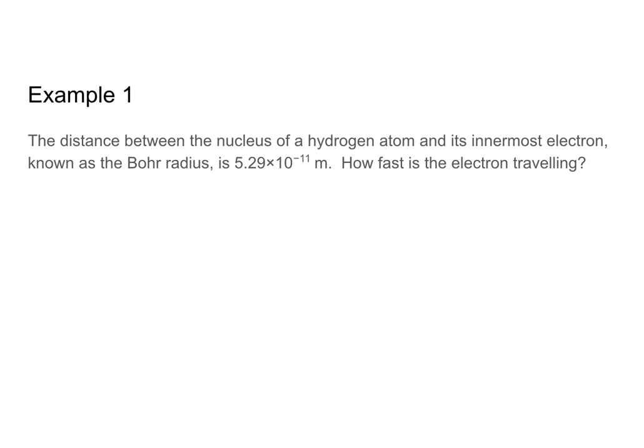The distance between the nucleus of a hydrogen atom and its innermost electron, known as the Bohr radius, is 5.29 times 10 to the negative 11th meters. How fast is the electron traveling?